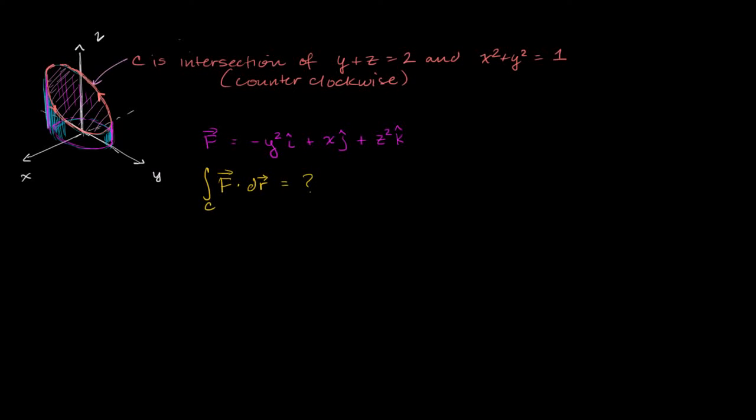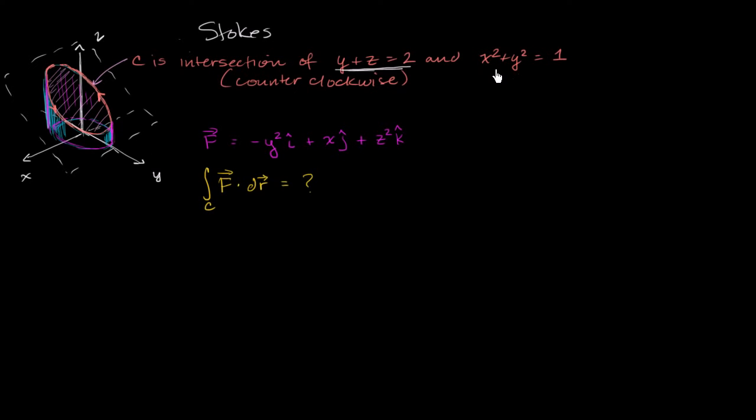Let's now attempt to apply Stokes' theorem. Over here we have this little diagram, and we have this path that we're calling C. It's the intersection of the plane y plus z is equal to 2, so that's the plane that kind of slants down like that. It's the intersection of that plane and the cylinder.